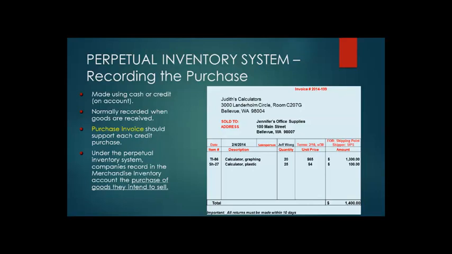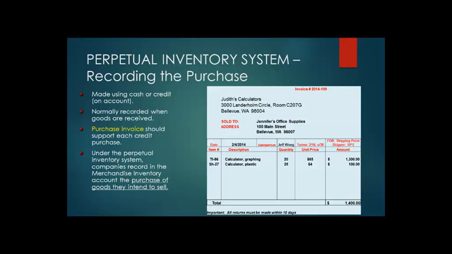So let's work through an example. Let's record the initial purchase transaction. When companies buy, in this case the buyer is Jennifer's Office Supply and the seller is Judith's Calculator. Jennifer's Office Supply is a store, and it's stocking its store with various office supplies, and it's using Judith's Calculators as a supplier of its calculators.